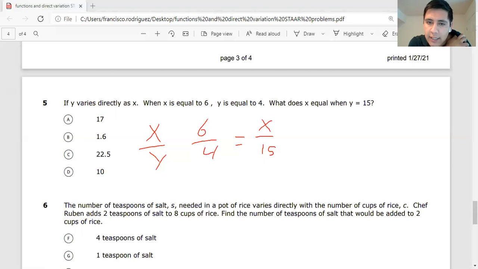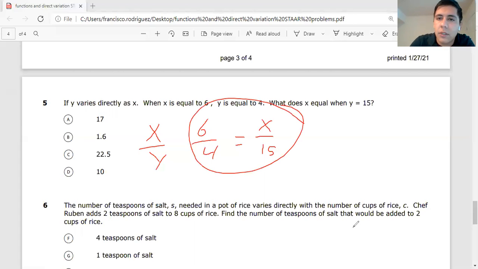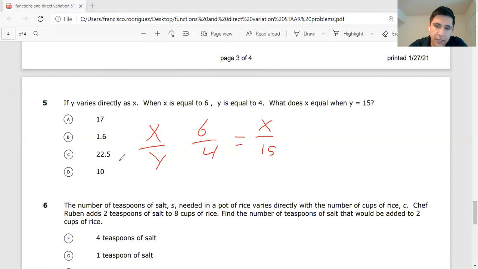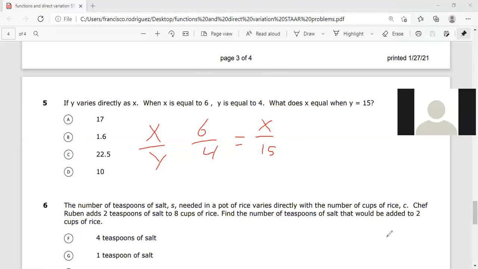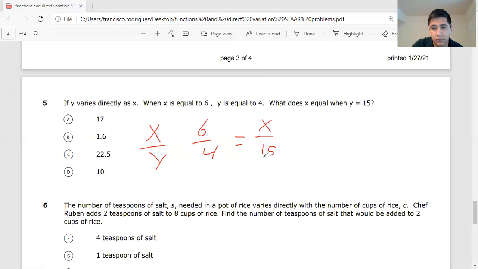We don't know what x is, but we at least know that it's on the top. And they both have to be equal to each other. These two things are equal to each other, and that's what a proportion does, okay? So how do we solve this? If those of you that watched the video can remember, do we have an idea of how to start?